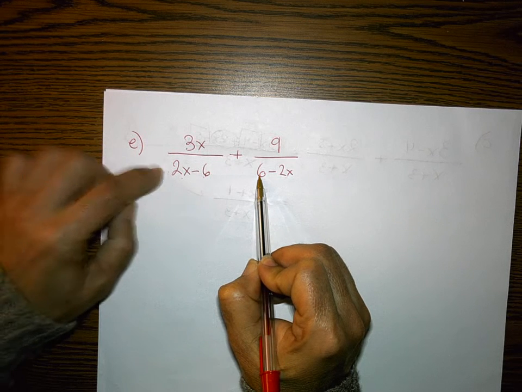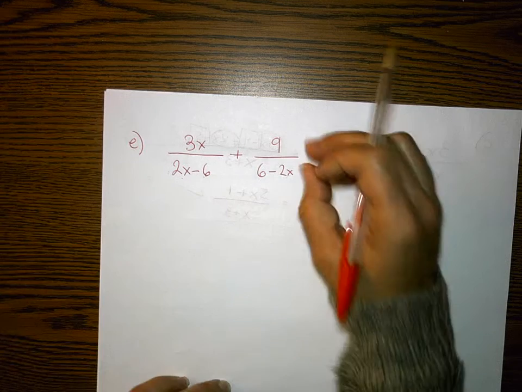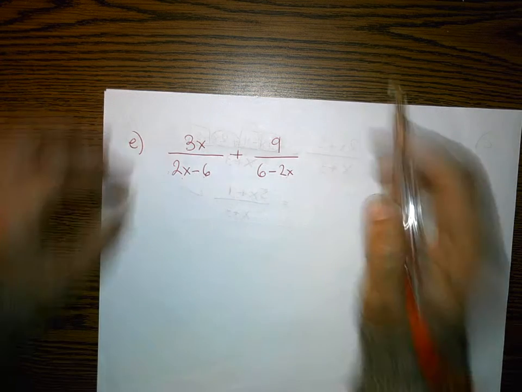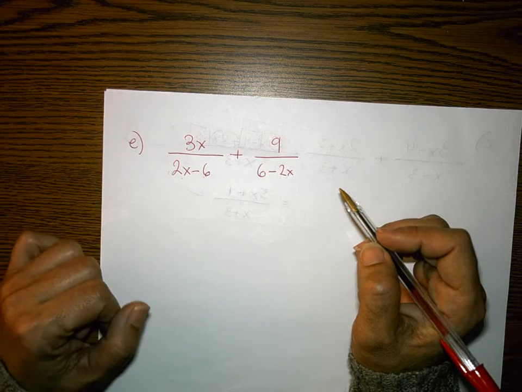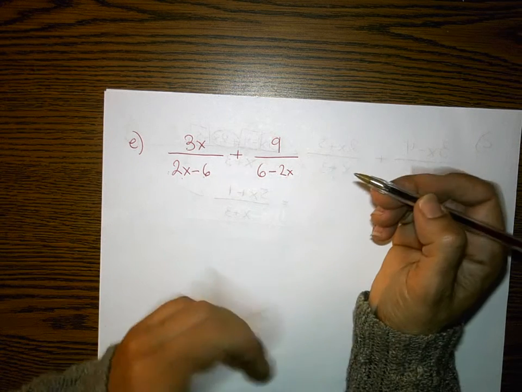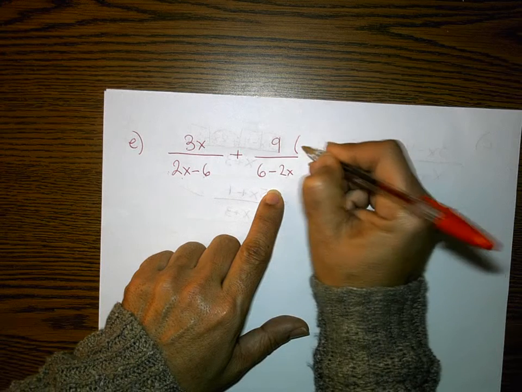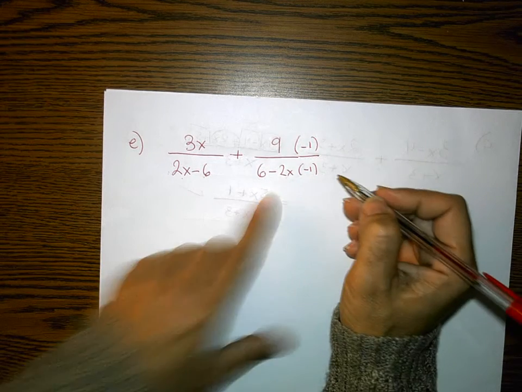If I multiply this side by a negative 1, either this fraction or this fraction, it doesn't matter which one. If I multiply one of them by a negative one, they would be the same, okay? So it really doesn't matter. Let's multiply this one. But if I multiply this by a negative 1 all over a negative 1, I'm doing a multiplication here.